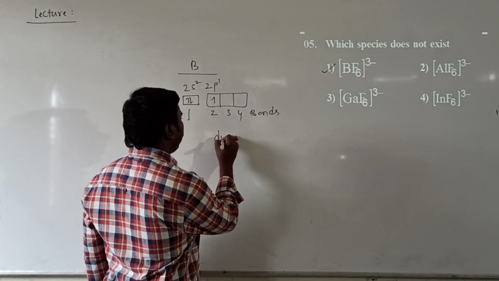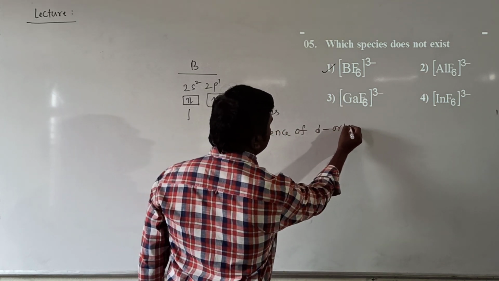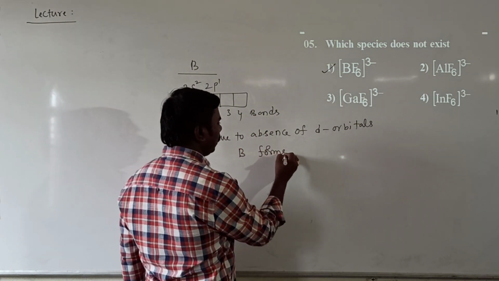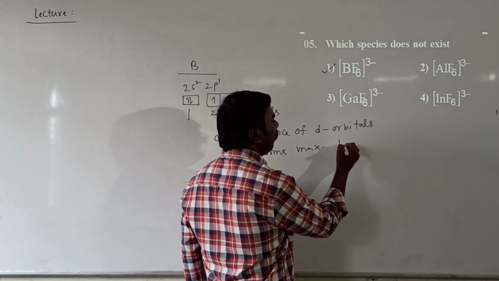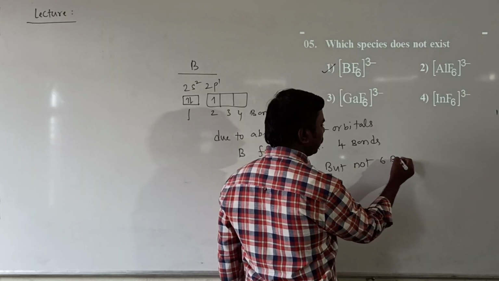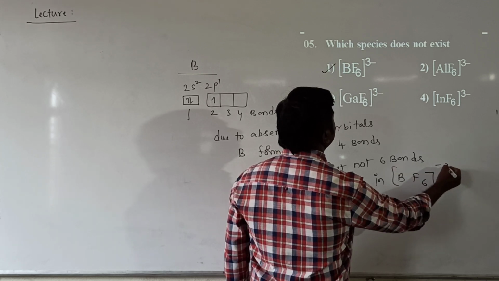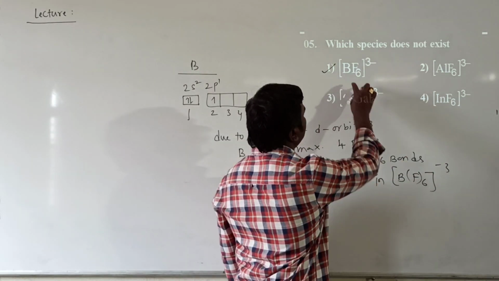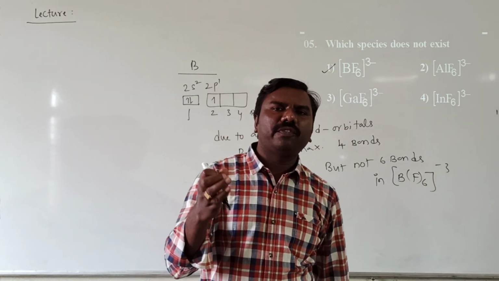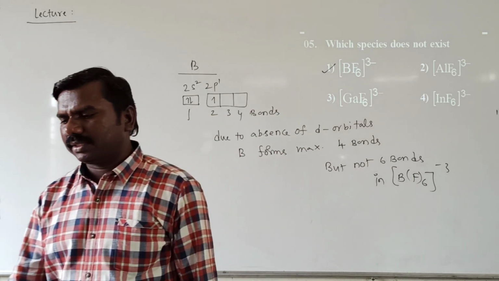Due to the absence of d orbitals, boron forms maximum 4 bonds only, but not 6 bonds in BF6 3 minus. Okay, that's why the answer is the first option. But in aluminum, gallium, indium, thallium, there is a presence of 3d, 4d, 5d orbitals. They can extend the bond formation tendency. Next.